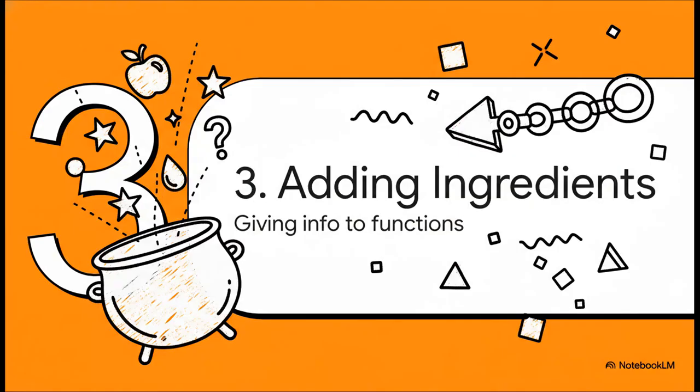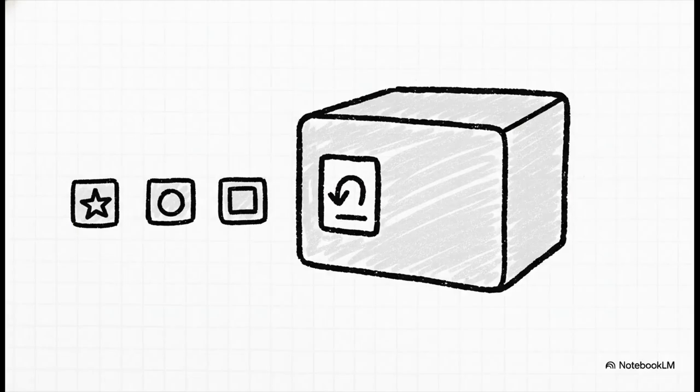Okay, so our functions can do things. That's awesome. But what if we want to make them a little more flexible? What if we need to give them some information to work with? Well, that's where something called parameters comes in. This is honestly the best way to think about it. Just imagine your function has these little empty input boxes. We call them parameters. They're basically just empty slots waiting for you to drop some information in. And by changing what you put in the boxes, you can change what the function does.